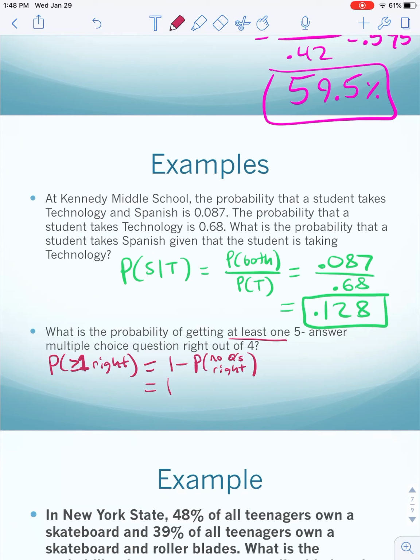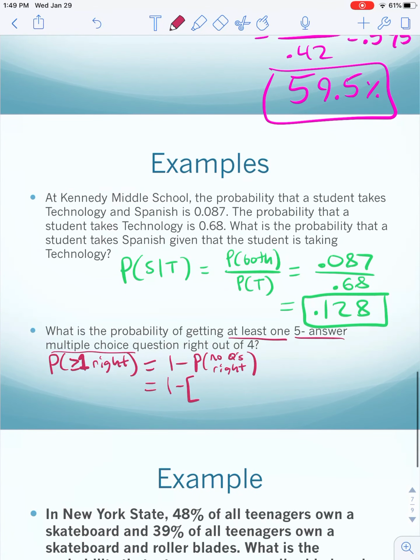Okay? Well, the probability of getting no questions right, I'm going to do a little bracket so I can figure this out. Well, what are the chances I get the first question wrong? Well, there's 5 answers on the multiple choice question, so that means I have a 1 out of 5 chance of being right. So the probability that I get it wrong is 4 out of 5. Well, isn't it going to be the same probability for question number 2? 4 out of 5 are wrong. Okay, then again for question 3, and again for question 4.